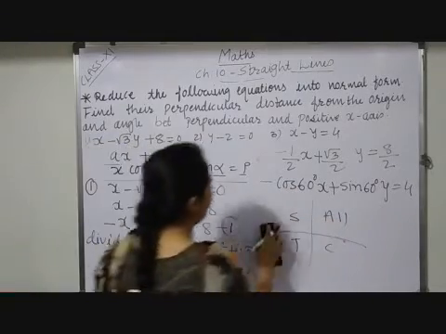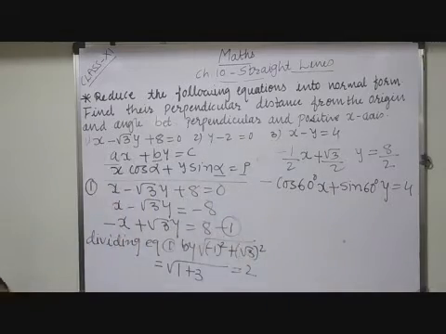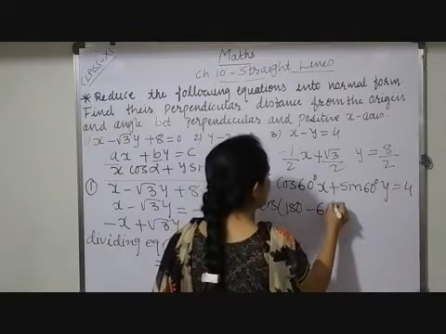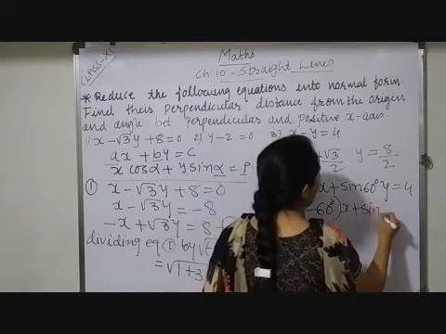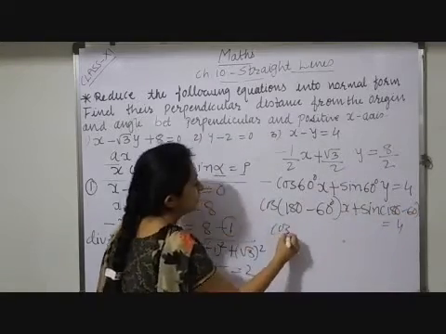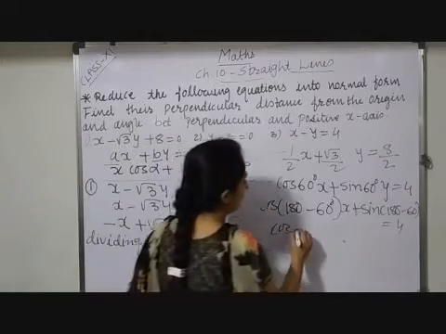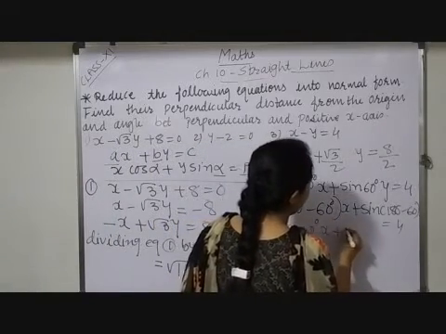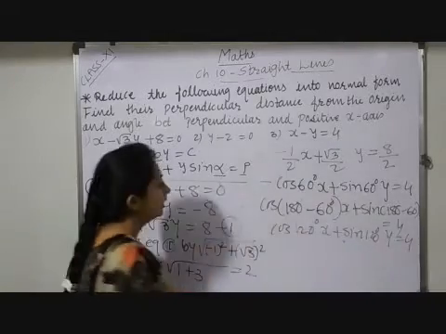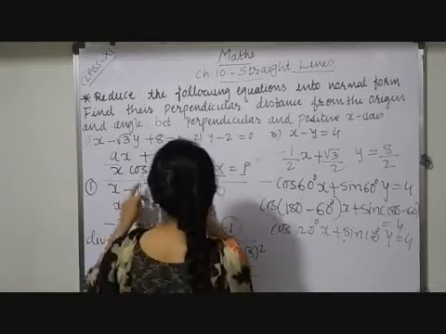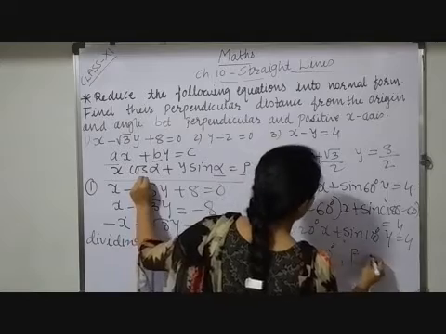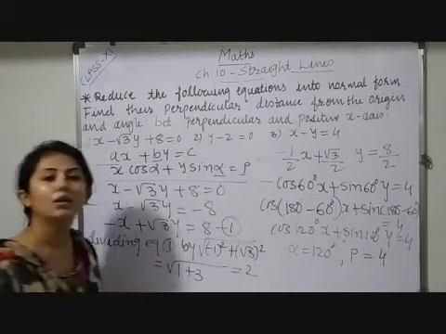So here I will write cos(180° − 60°) x + sin(180° − 60°) y = 4. So cos(180 − 60), here obviously I will get 120° x + sin 120° y = 4. Now compare it with your general form. So here we get alpha = 120° and perpendicular distance p we are getting 4.